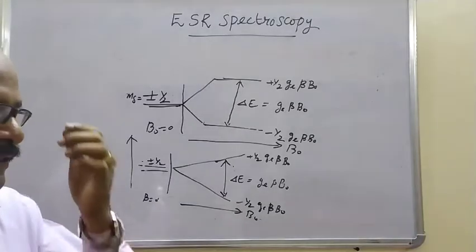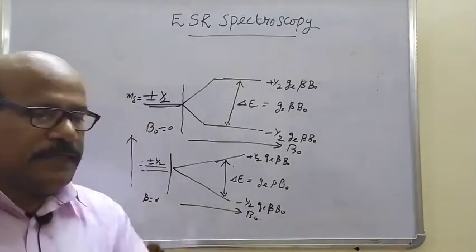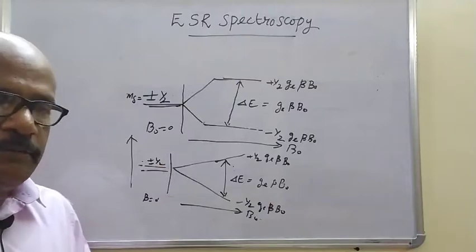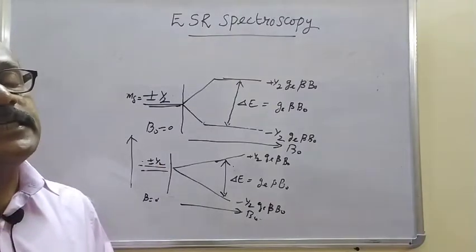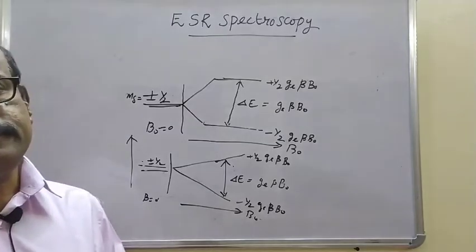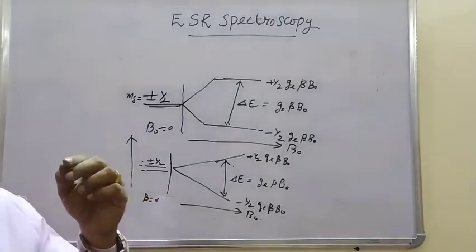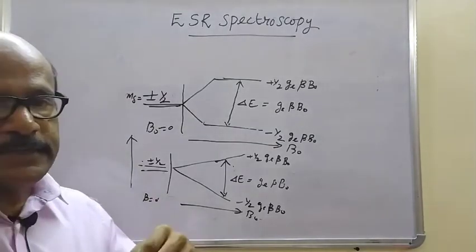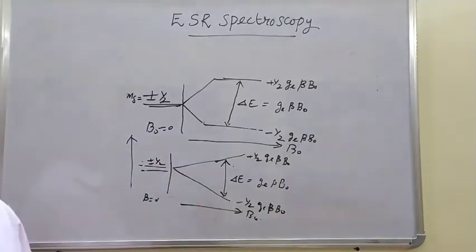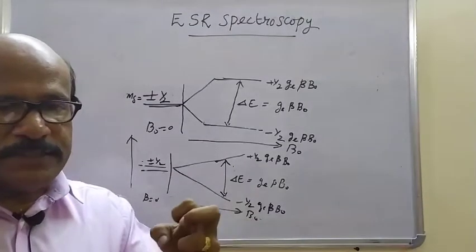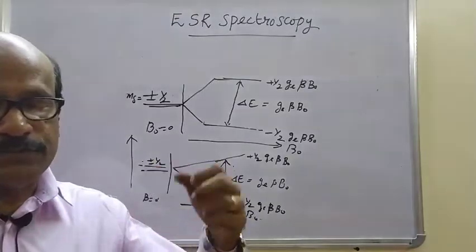I already mentioned that the unpaired electron spinning around an axis creates a magnetic moment which behaves like a magnetic dipole, and it will create a magnetic field. The spinning of the unpaired electron behaves like a magnetic dipole which has a suitable frequency. It precesses with a precessional motion at a suitable frequency.